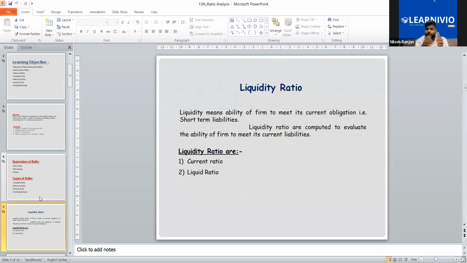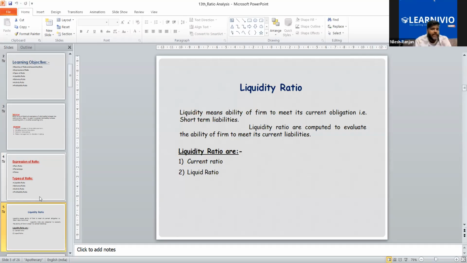Because if someone asks for their money immediately, let's say we have purchased goods on credit basis and someone is asking, okay, you should give me my money within 2 days. In that case, if you have enough cash, bank balance, or assets which can be easily converted in cash, then only you will be able to pay these liabilities. Yes or no? Yes, sir. That's why it is called liquidity, the ability of firm to meet its current obligation, short-term liabilities.